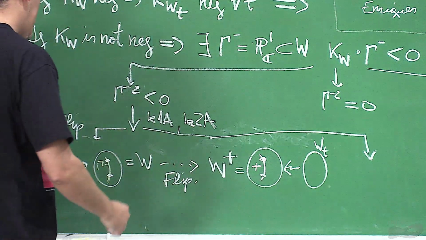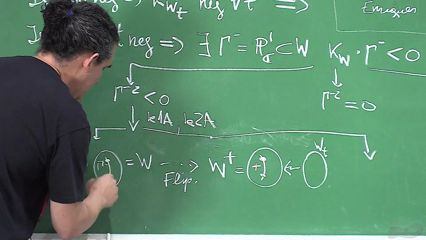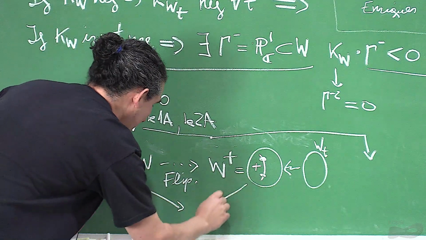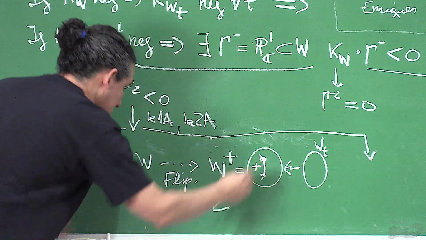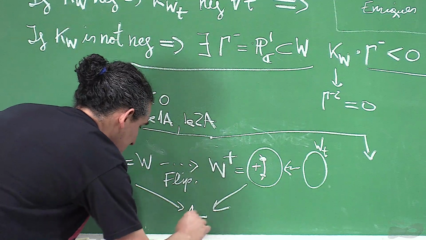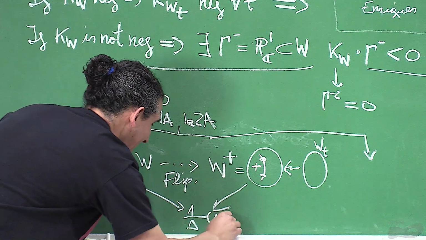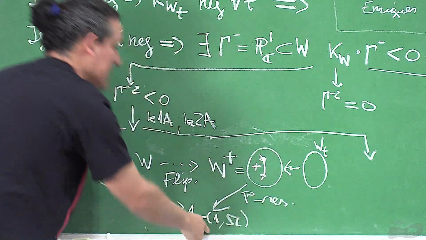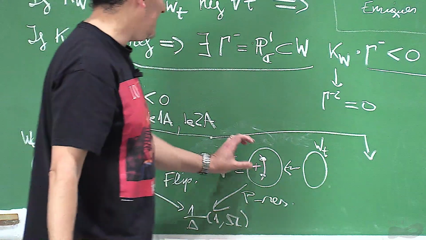And also remember that this is over a cyclic quotient singularity, so you can contract this curve or you can contract that curve. When you contract, you get some cyclic quotient singularity. And this was a P-resolution of that cyclic quotient singularity. We call it an extremal P-resolution.